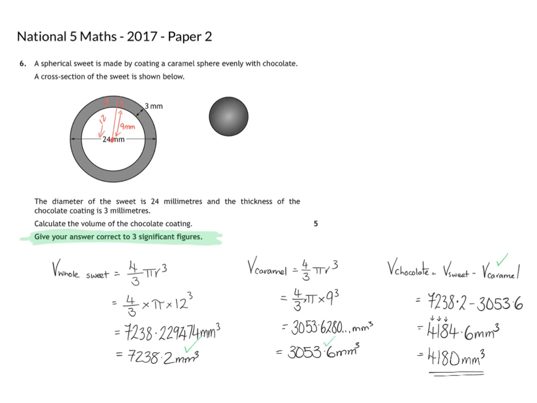Our third mark is for our answer for the caramel, so 4/3 times pi times 9 cubed, and getting your answer there. Fourth mark is for an unrounded version, and then our final fifth mark is for our 3 significant figures. In this question, if you didn't have your units, you weren't getting all your marks, so you need to be careful. Make sure you put units where you can.